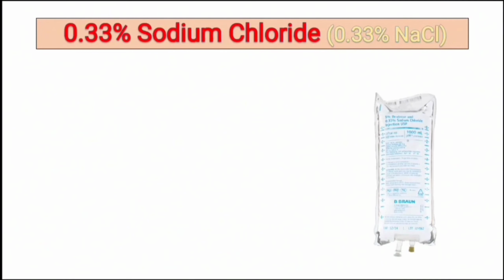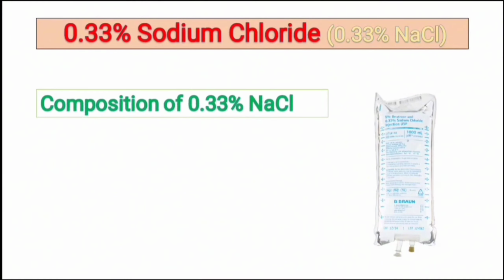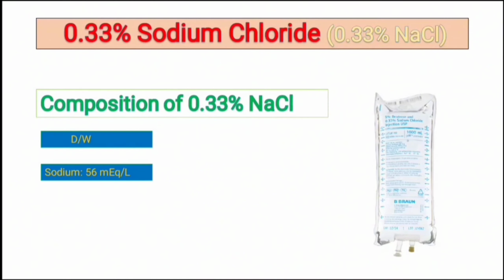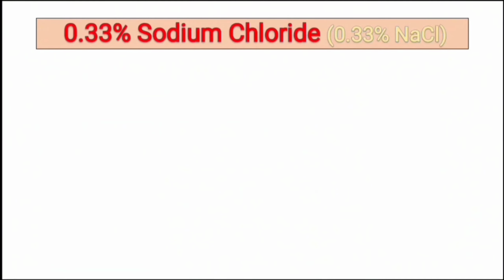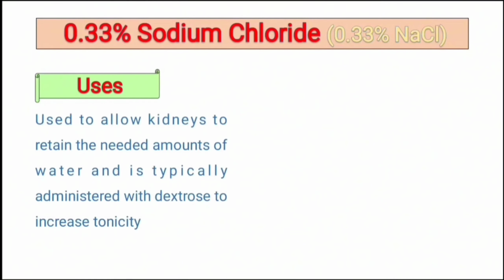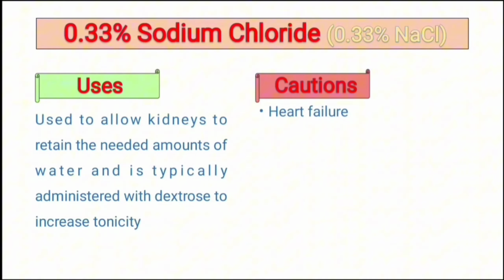0.33% sodium chloride. Composition of 0.33% sodium chloride: dextrose water, sodium 56 mEq per liter, chloride 56 mEq per liter and glucose 50 gram per liter, 170 kilocalories per liter. Uses: used to allow kidney to retain the needed amount of water and is typically administered with dextrose to increase tonicity. Cautions: heart failure, renal insufficiency.